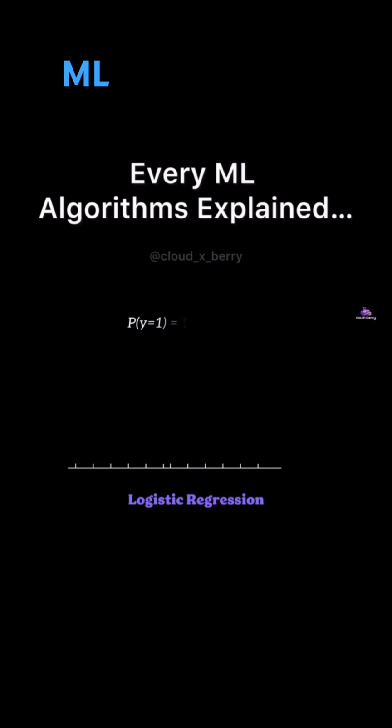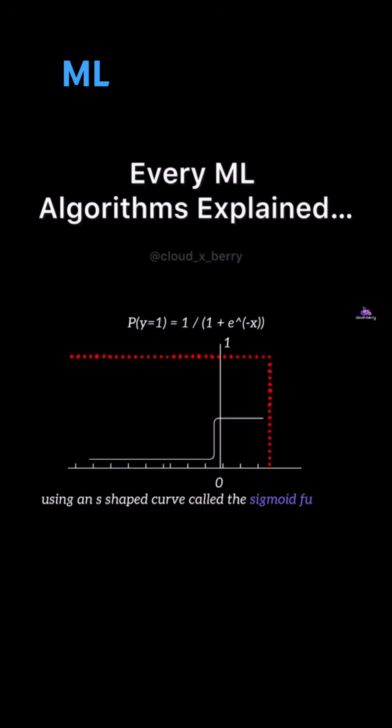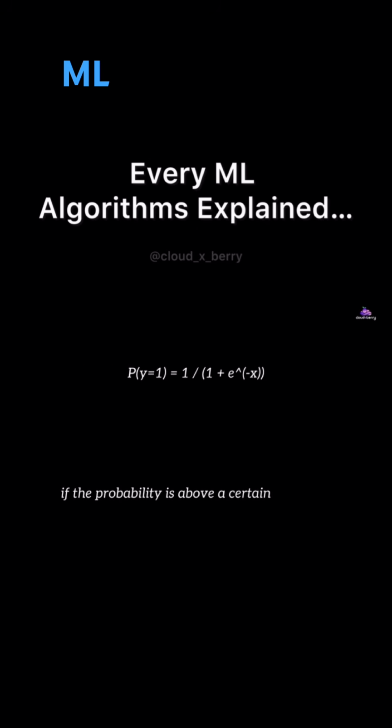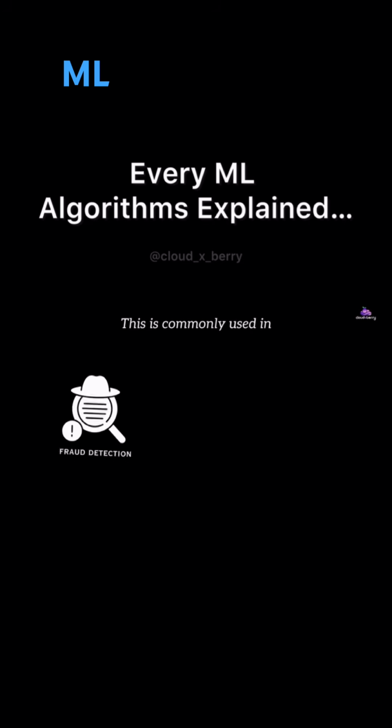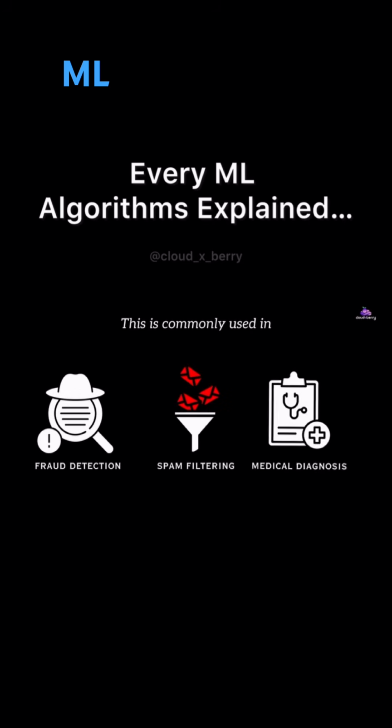Logistic regression calculates the probability of an event occurring and maps it between 0 and 1 using an S-shaped curve called the sigmoid function. If the probability is above a certain threshold, the outcome is classified as yes, otherwise, no. This is commonly used in fraud detection, spam filtering, and medical diagnosis.